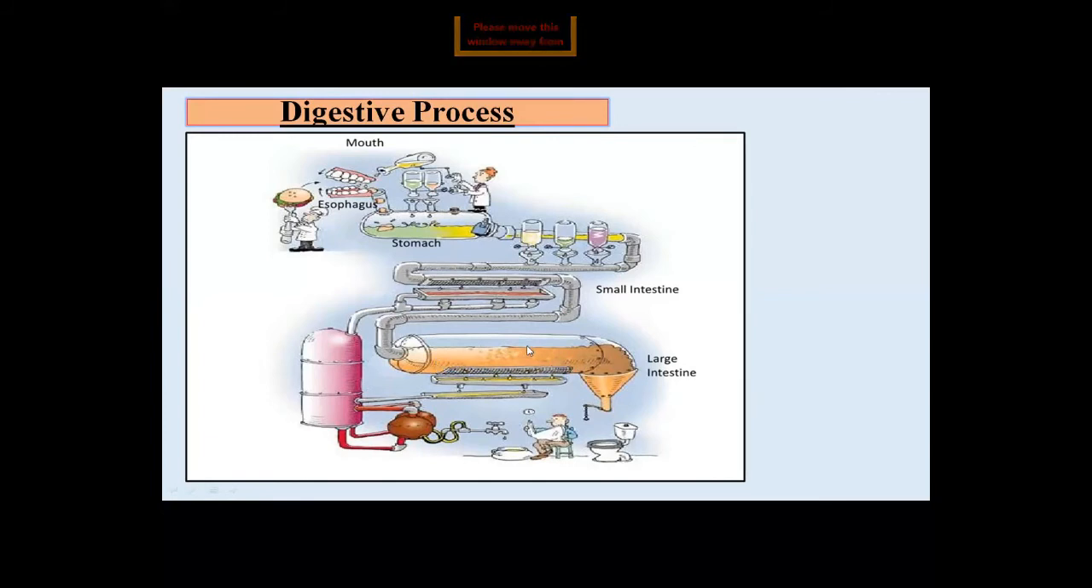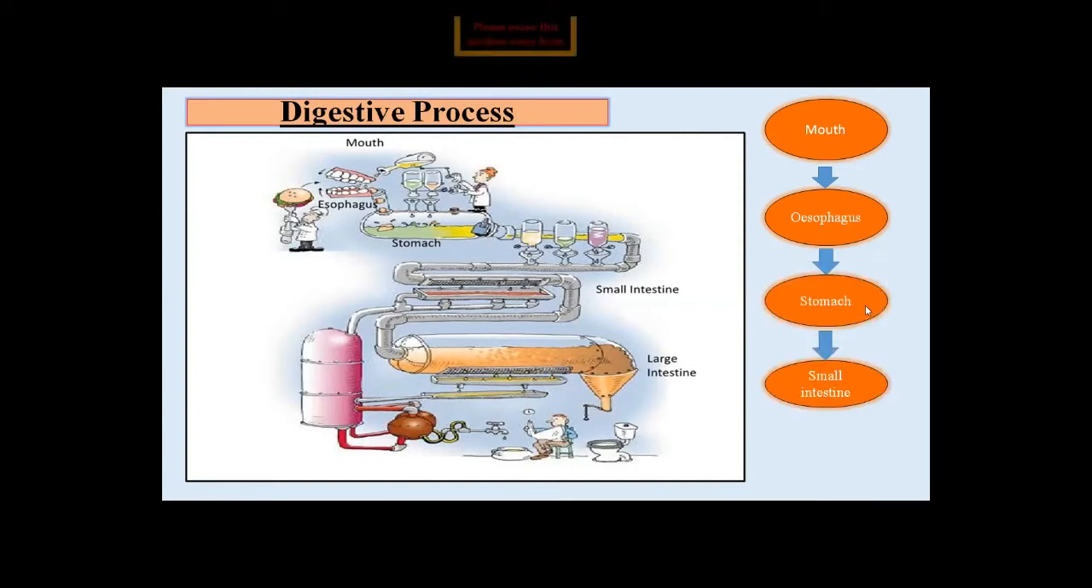The first is the mouth. The second is the esophagus and the stomach, then the small intestine and the large intestine. So this is the activity: our body is just like a factory, and all the organs work like machines. Now we will learn individually about each organ involved in the digestion process.